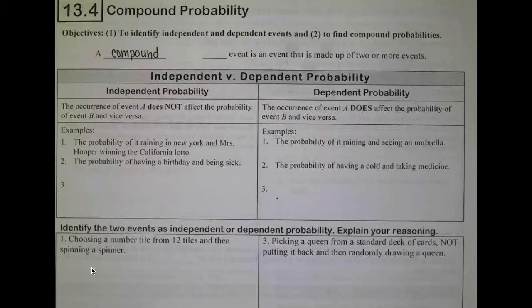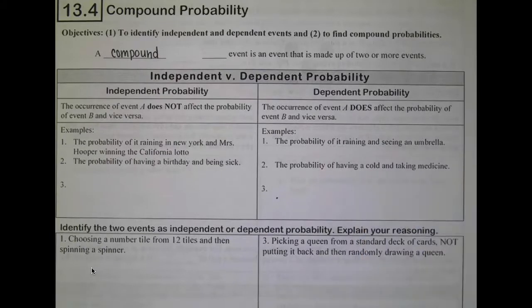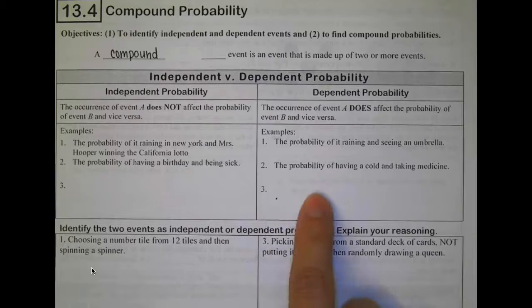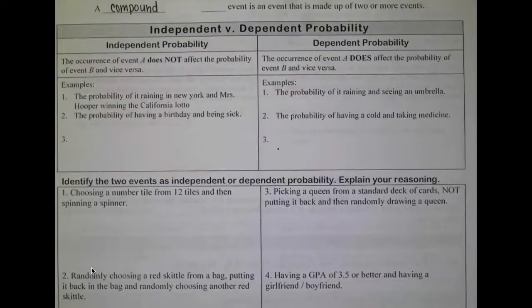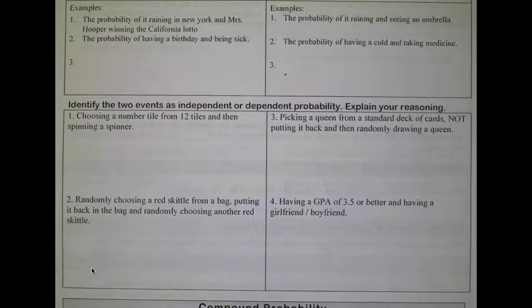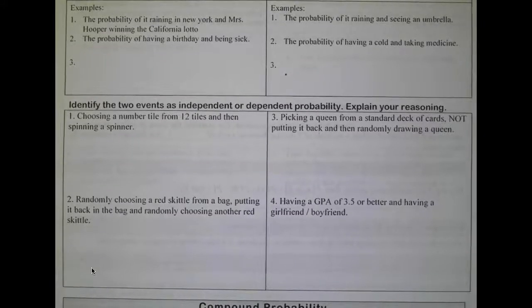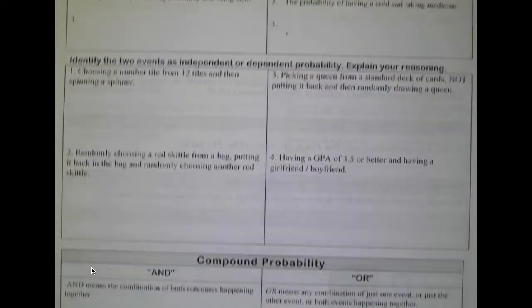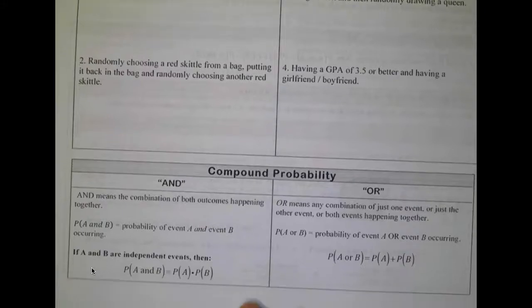Also, the probability of having a cold and taking medicine. If you have a cold, you are more likely to take medicine. So these two events actually affect each other. I'll let you come up with an example for number 3. Okay, so these 4 items here, I'm going to let you guys try these and we will go over the answers in class. Let's go down to compound probability.